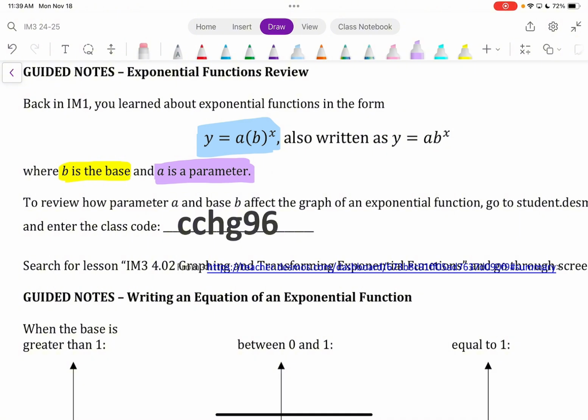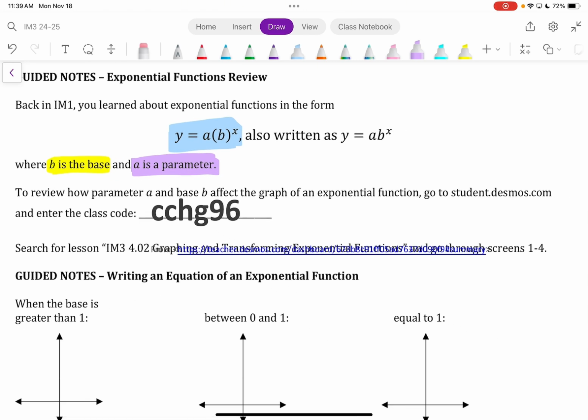Now, to review how parameter a and base b affect the graph of an exponential function, this is what I want you to do now: you're going to go to student.desmos.com, like it's underlined here, and you're going to enter the class code CCHG96.